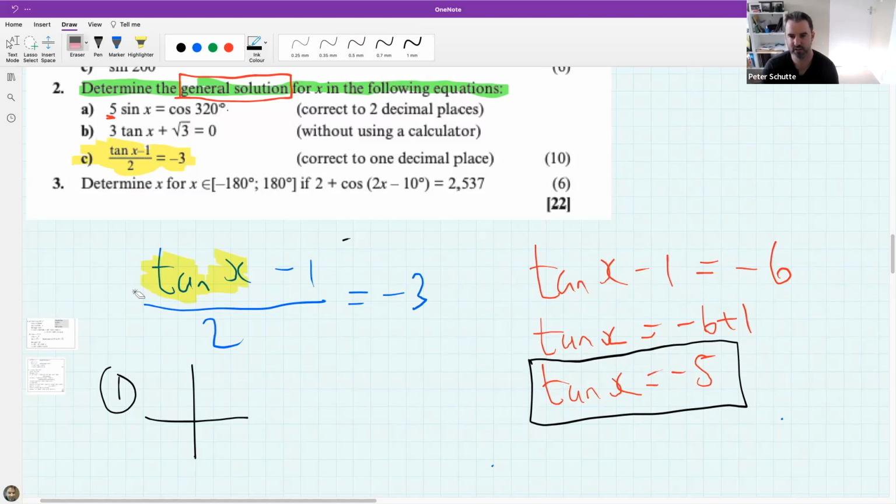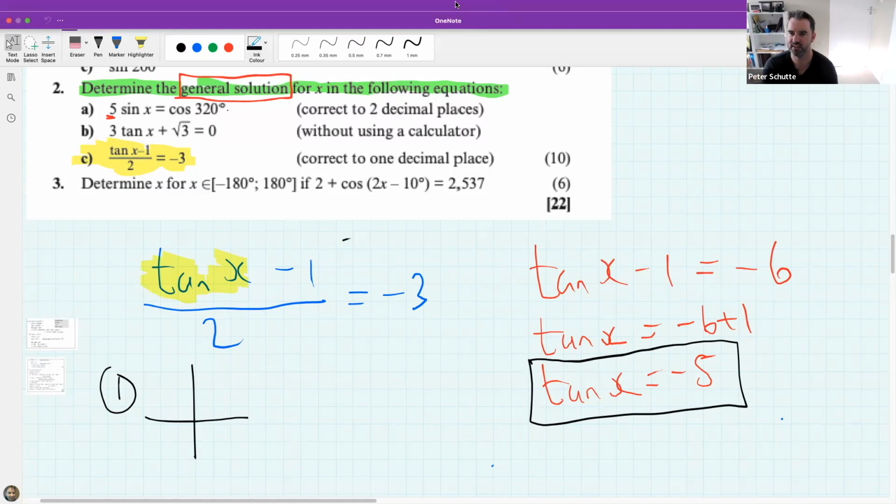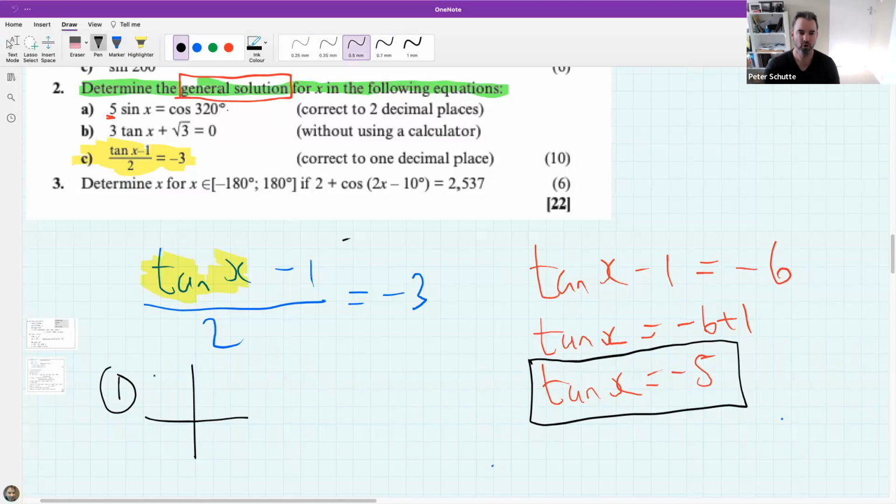Because it says tan of x is minus 5. When is tan of x negative? Which quadrant? So you could use the second or the fourth, but because the period of the tan graph is 180, whatever answer you get in quadrant 2, you would just add 180 to get the next answer. So you don't actually have to find 2 answers. You only have to find 1 answer for a tan trig equation.